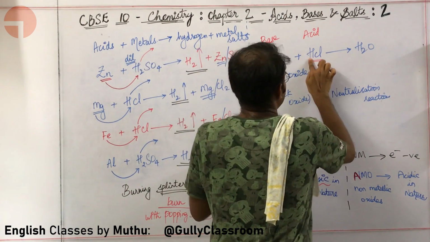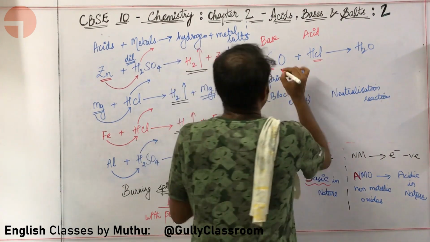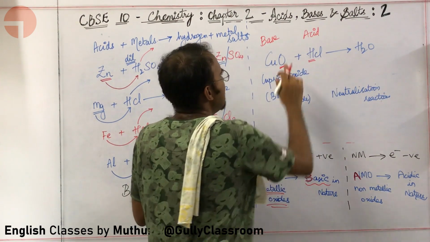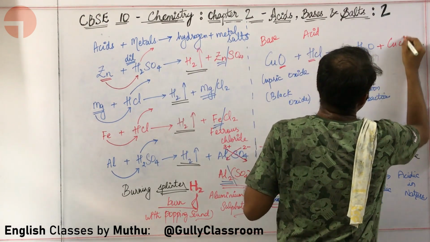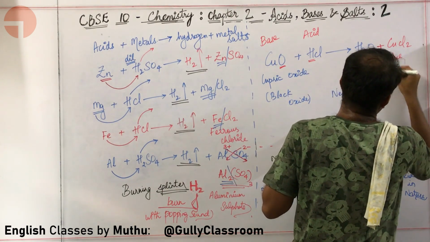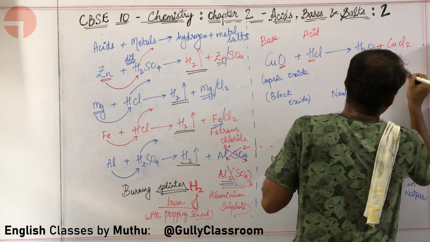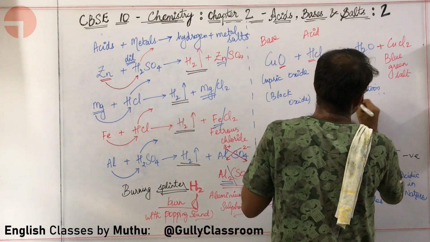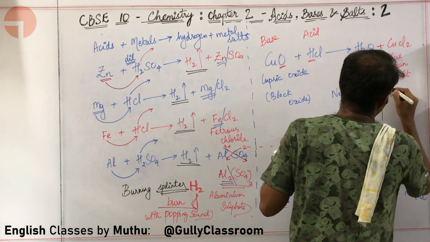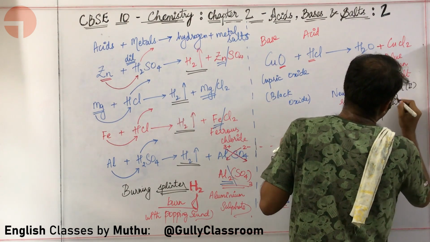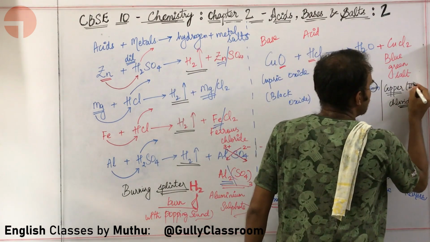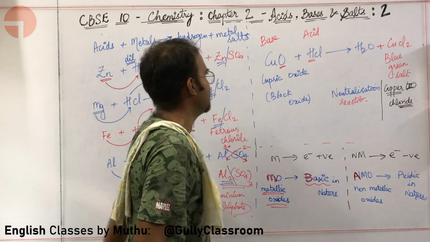This particular oxygen will combine with this particular H and you will get H2O. You will also get CuCl2. CuCl2 is a very famous blue-green salt. CuCl2 can be named copper 2 chloride, because the oxidation number of copper in this particular compound is 2.